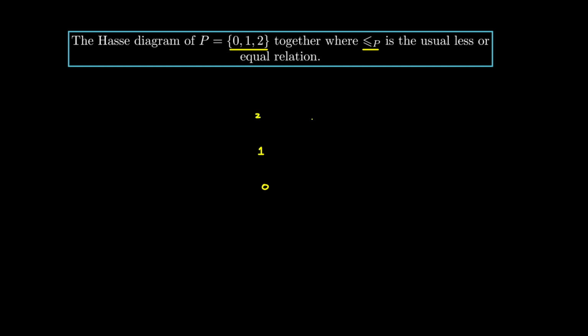And now what we want to do is put in the arrows. We need to put in arrows where one element covers the other. So of course, 1 will cover 0 and 2 will cover 1, and so we have these 2 arrows. We will have that 0 is less than 2, but 2 does not cover 0 because there is a 1 in the middle. So actually the Hasse diagram is very simple. It's just this diagram right here.